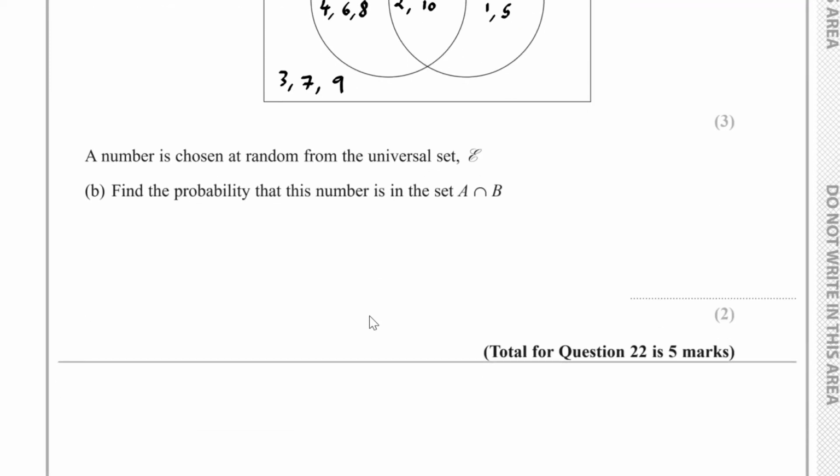And for part B, a number is chosen at random from this universal set. We have to find the probability that this number is in the set A and B. So there's 2 numbers which are in A and B, and there's 10 numbers in total, so therefore we get 1/5, which is the same as 2 over 10.